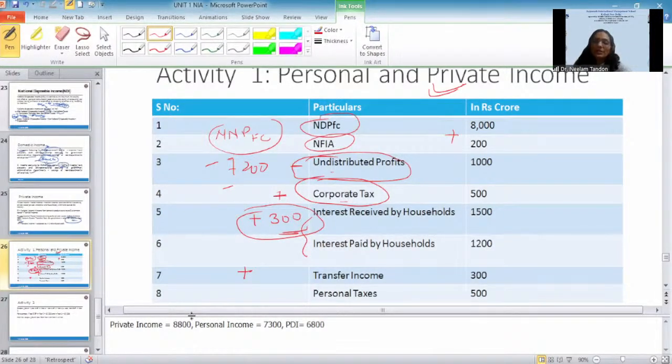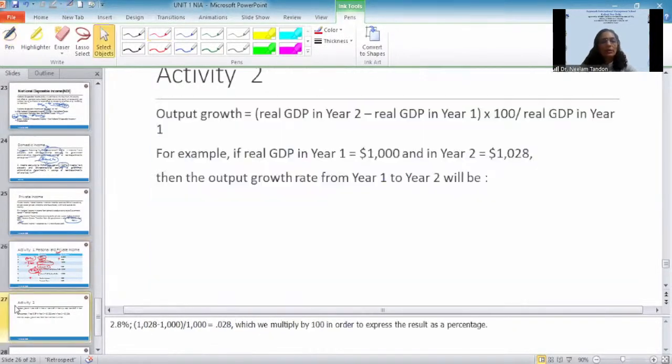Accruing to the private sector. And from private income, you can deduct undistributed profits, corporate tax, and net interest liability of households. You will get what? And add transfer income, because transfer income is added in personal income, private income, and personal disposable income, but it is not added in national income. Okay, so that is one.